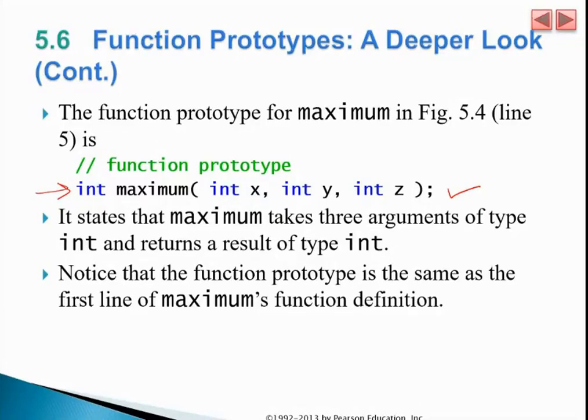Right? So in prototyping, you are just mentioning that there is a function. The name of the function is maximum. It will take 3 arguments. The 3 arguments are of integer type, and there is a return type which is of integer type.